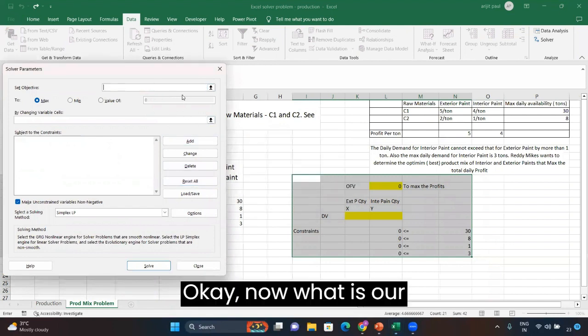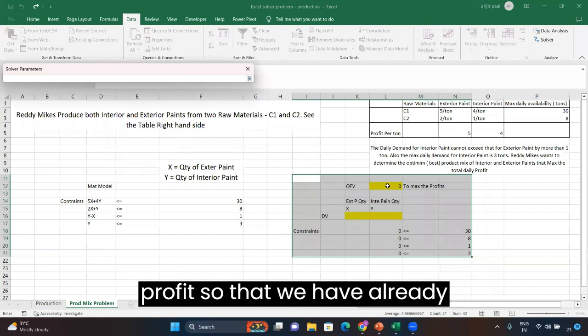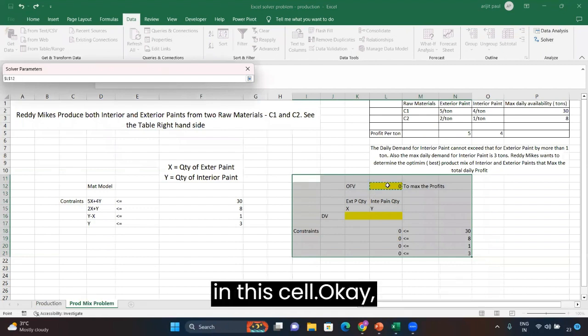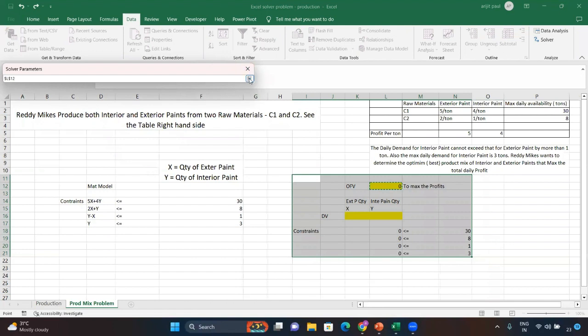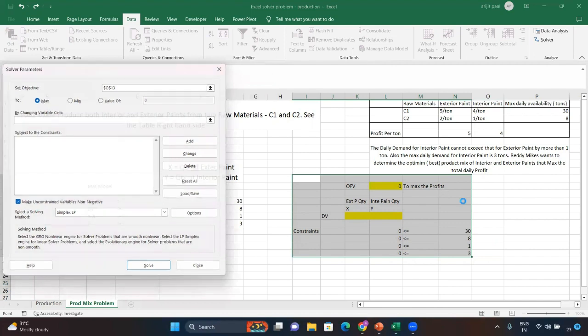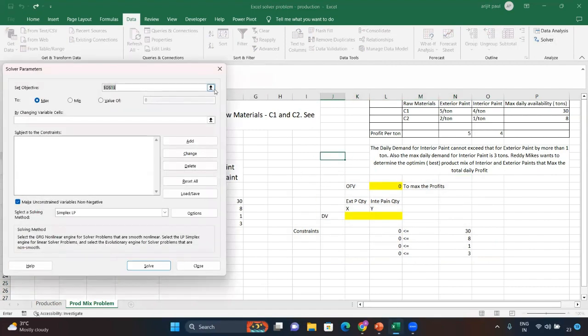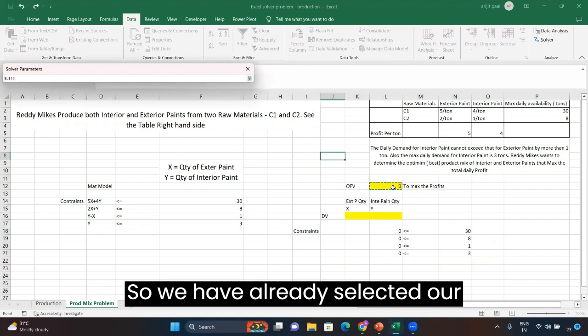Okay, now what is our objective? The objective is to maximize the profit, so we have already implemented the formula in this cell. So we have selected our objective here.